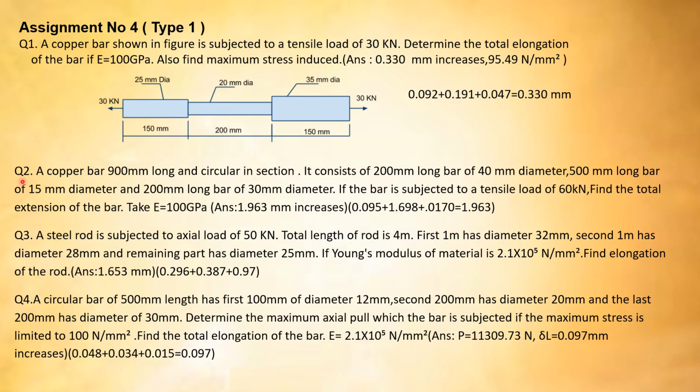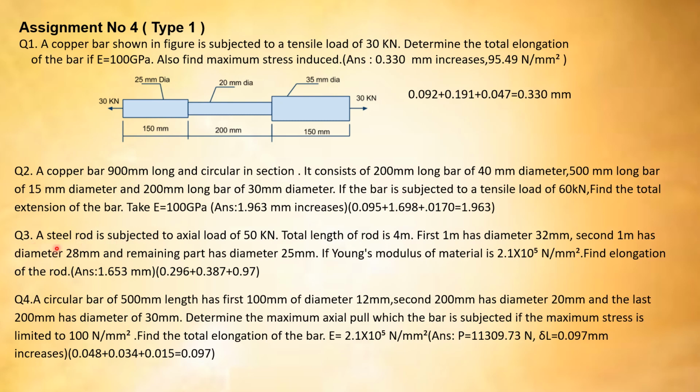Then the next question number 2, a copper bar 900 mm long and circular in section. It consists of 200 mm long bar of 40 mm diameter, 500 mm long bar of 15 mm diameter and 200 mm long bar of 30 mm diameter. If the bar is subjected to a tensile load of 60 kilonewton, find total extension of the bar. Take E is equal to 100 GPa. The answer here I am giving it as 1.963 mm increases, and this is delta L1, delta L2 and delta L3. Try it out.